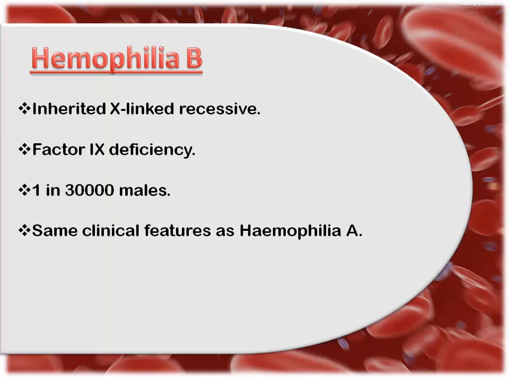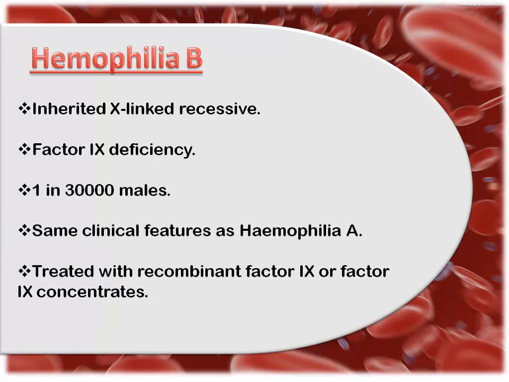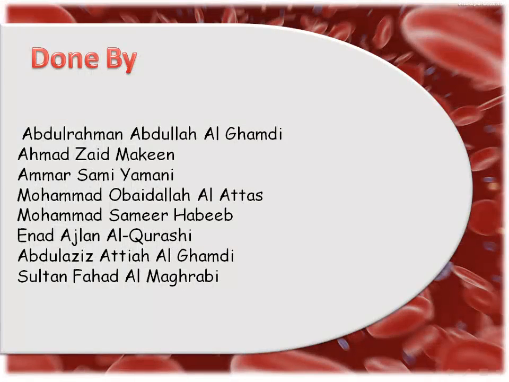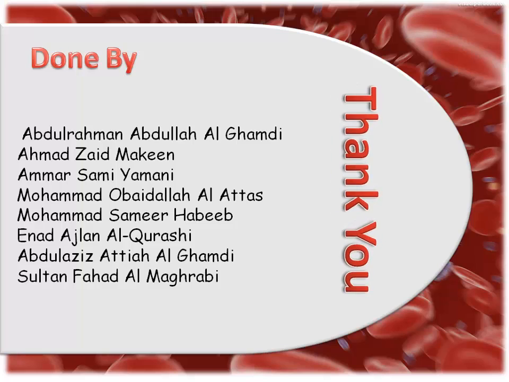The clinical features of hemophilia B are the same as hemophilia A, and it is treated with recombinant factor 9 or factor 9 concentrates from the plasma, just like with hemophilia A, which we said recombinant factor 8 or factor 8 derived from plasma. But here, desmopressin or synthetic vasopressin is not effective, because desmopressin increases the level of factor 8 and not factor 9. So we've reached the end of our presentation.